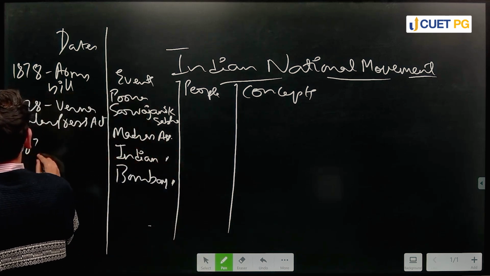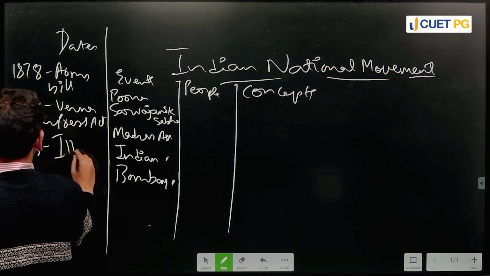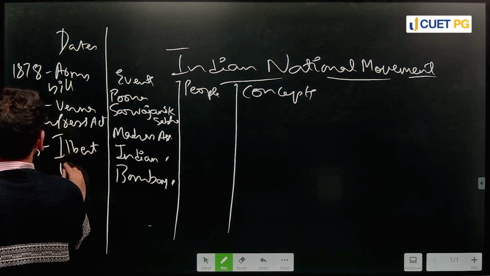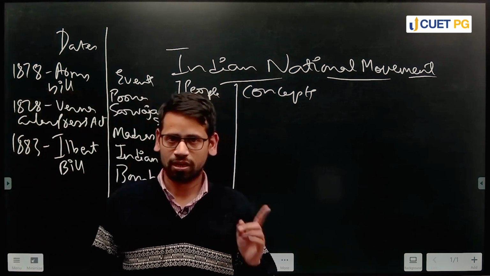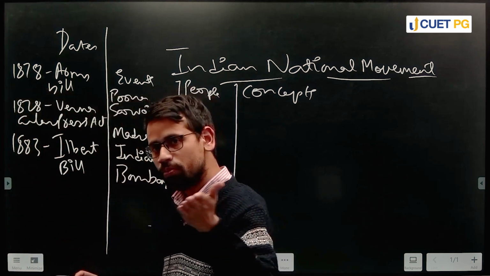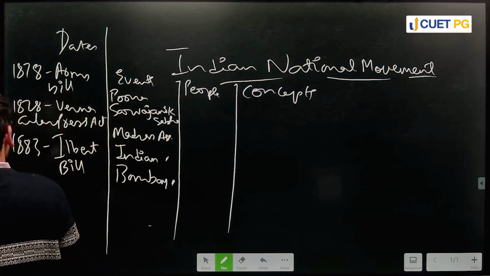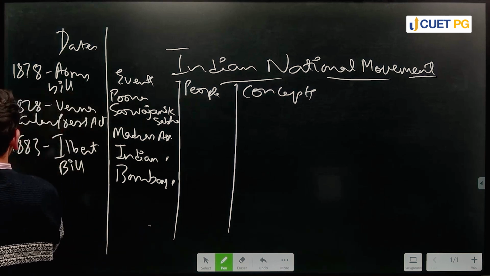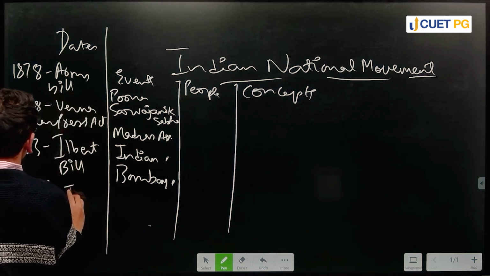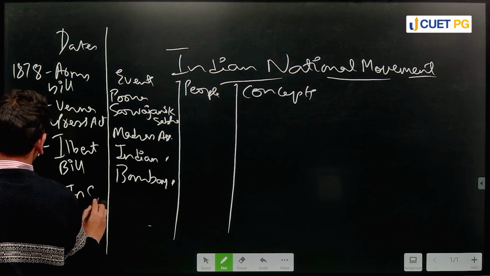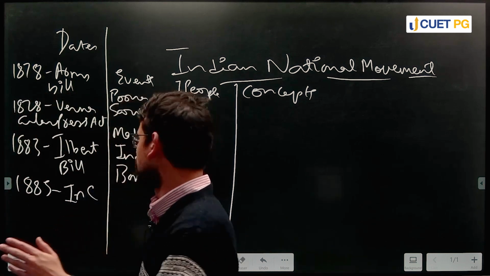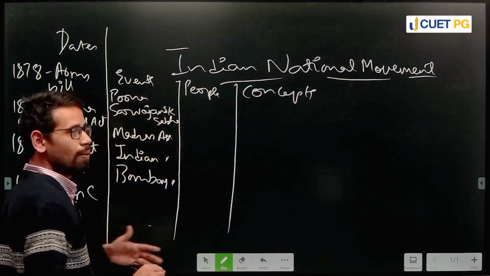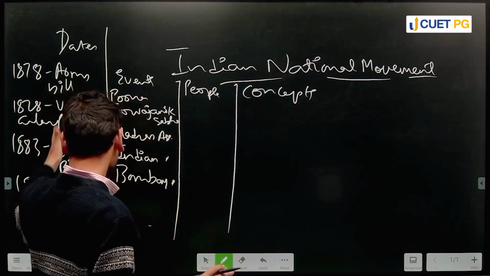1883, Ilbert Bill. The power of Indian judges to judge a British citizen in India had to be repealed, and that eventually led to the formation of the Indian National Congress in 1885. After this, we move on to the different developments that take place in this context.